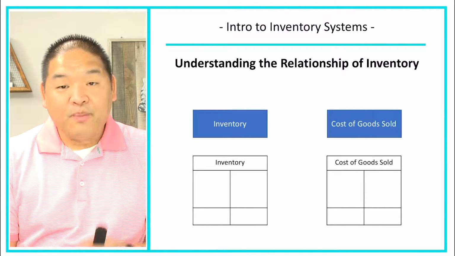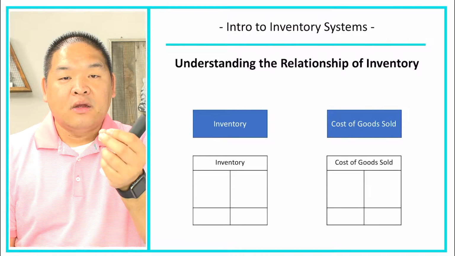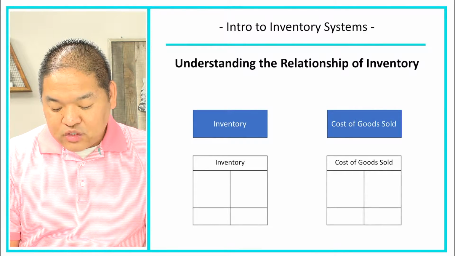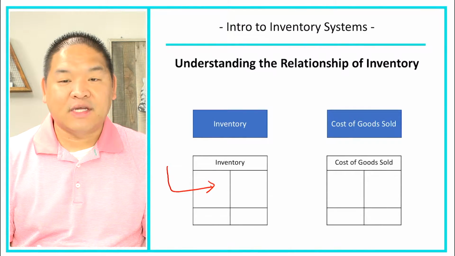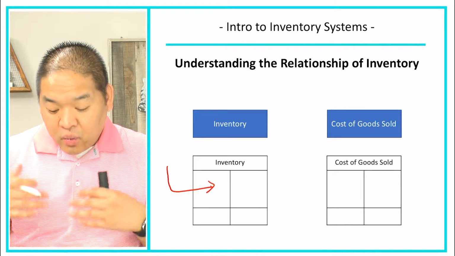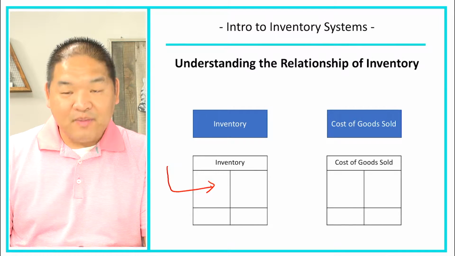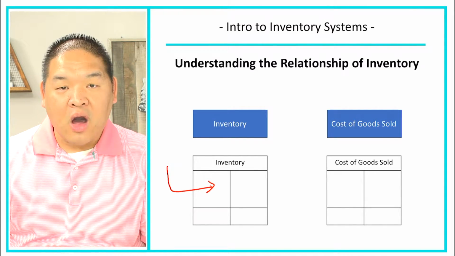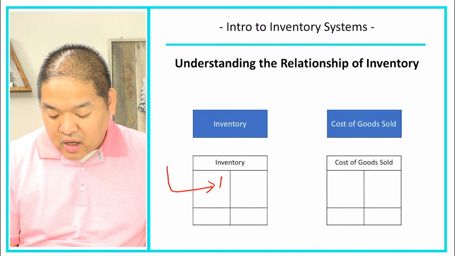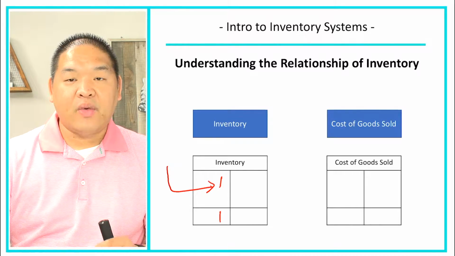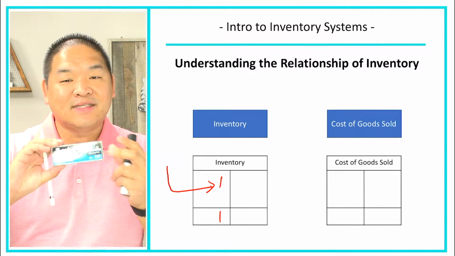When we buy it from our vendor, we are going to debit inventory. So it's going to come into inventory. We already said that inventory is an asset account. So we would have a debit balance here of $1 for inventory. So now we have this on our shelf and we can then sell it.